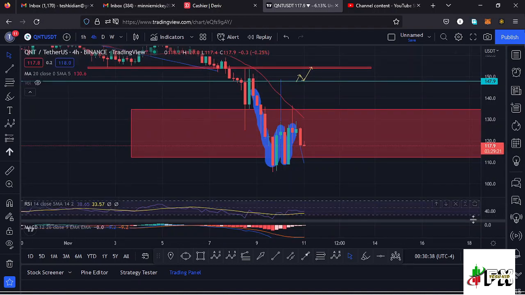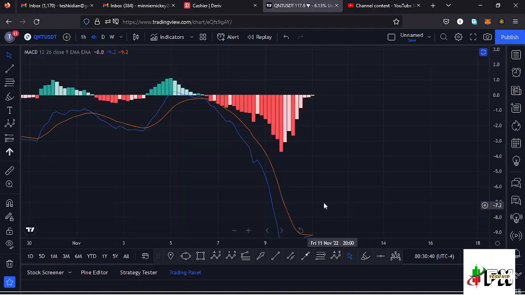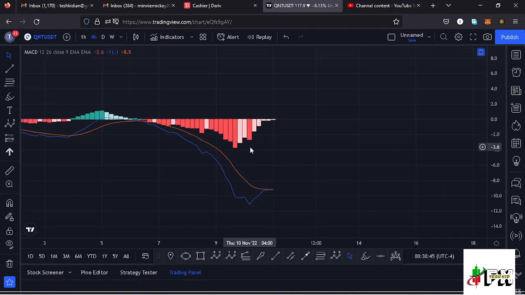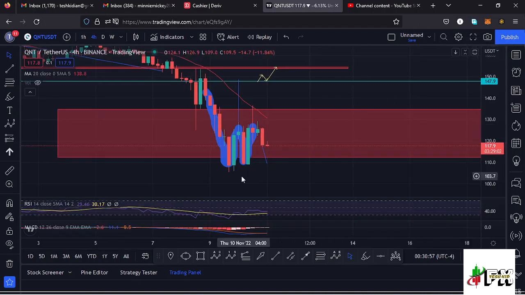Also taking a look at the MACD. Here on the 4-hour MACD, you can see we are losing the selling momentum, and there's a possibility that soon we are going to print a bullish cross here on the MACD. So let's be patient and see how that plays out, because that will be supporting higher prices on the charts. And that's the update for Quant.